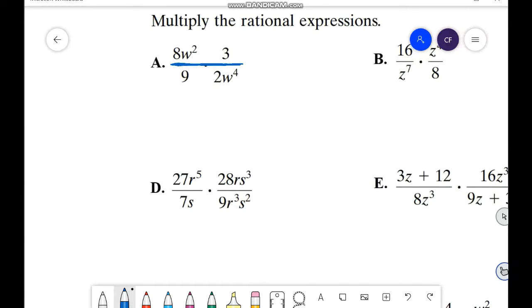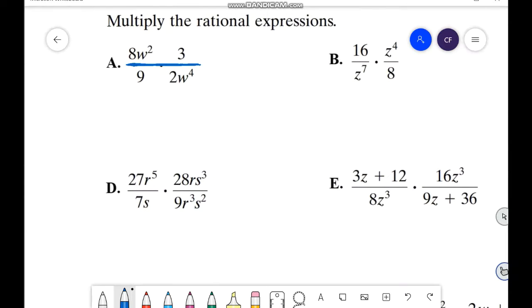You're gonna draw a long line with all the numerators on top, all the denominators on the bottom, and you're gonna multiply all the numerators on top, and you're going to multiply all the denominators on the bottom.